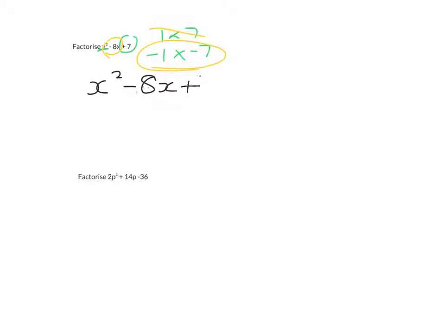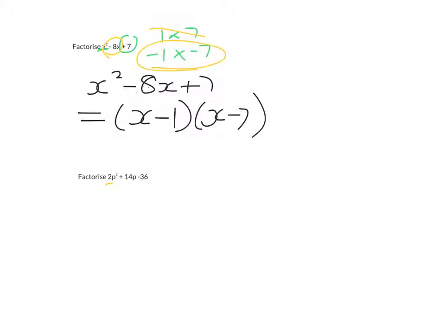8x plus 7 will be equal to x minus 1 and x minus 7. Okay. Let's look at the next one. The first thing I'm going to do is to check what the coefficient of our squared term is. In this case we're dealing with p's, and we've got 2p squared.